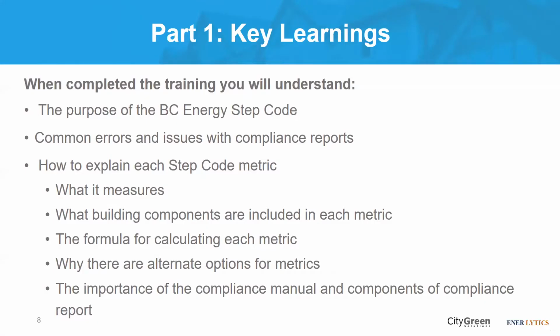For part one, the key learnings that you'll come out of with this training will be having a better understanding of the purpose of the BC Energy Step Code. You'll have knowledge of the common errors and issues with compliance reports. You should know how to explain each step code metric, that is what it measures, what building components are included in each metric, the formula for calculating each metric, some information on why there are alternate options for metrics, and know the importance of the compliance manual and the compliance report.